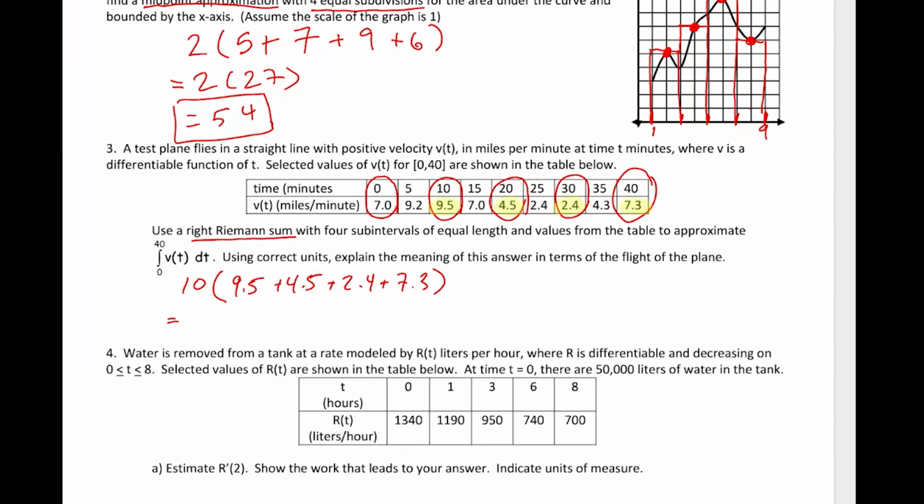So let's see, what would that be? Or I guess I should say approximately. So that would equal, let's see, 9.5 and 4.5 is 14, plus 9.7. Yeah. So 14 and 9.7 is going to be 23.7. So times 10 will be 237 miles.